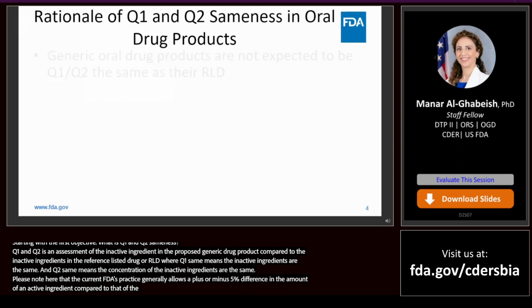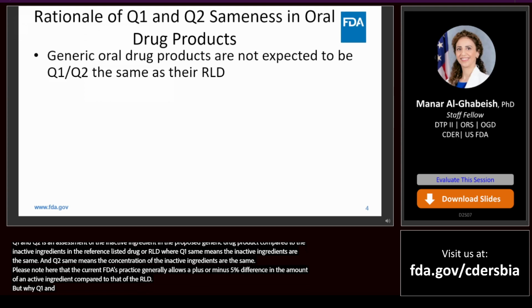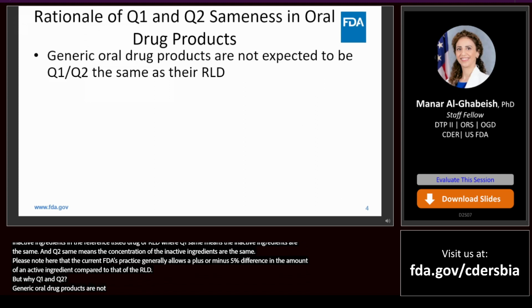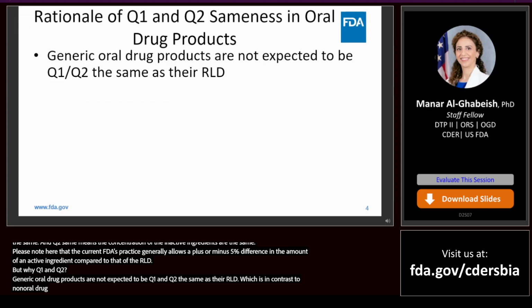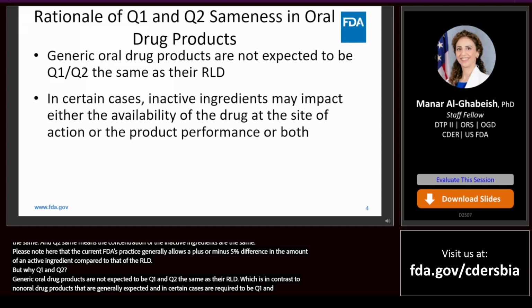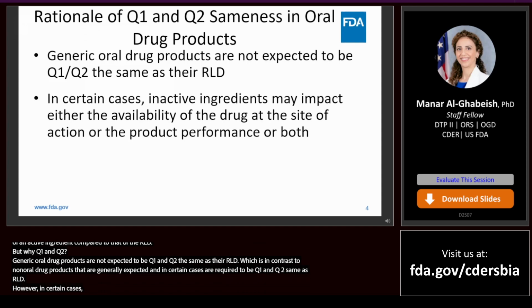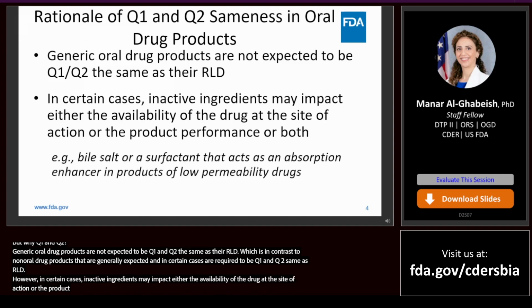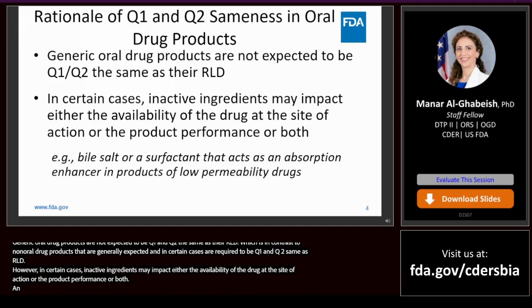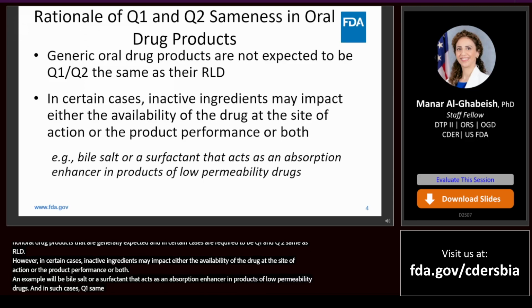But why Q1, Q2? Generic oral drug products are not expected to be Q1, Q2 the same as their RLD, which is in contrast to non-oral drug products such as parenteral, otic, or ophthalmic drug products that are generally expected and in certain cases are required to be Q1, Q2 same as RLD. However, in certain cases, inactive ingredients may impact either the availability of the drug at the site of action or the product performance or both. An example will be a bile salt or a surfactant that acts as an absorption enhancer in products of low permeability drugs. And in such cases, Q1 same and Q2 same or similar, depends on the case, are recommended.